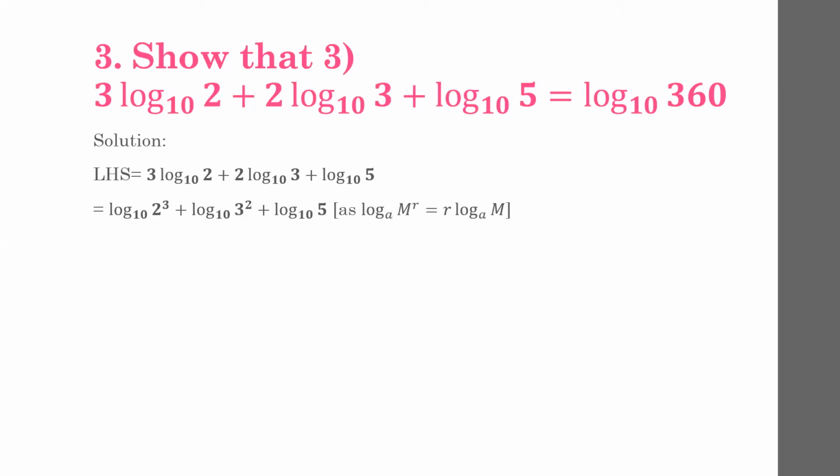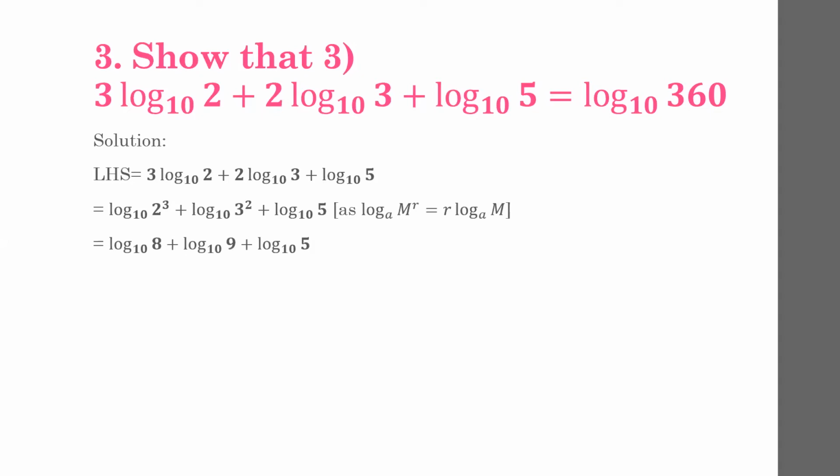3 log 10 base 2 will become log 10 base 2 to the power 3, according to the formula r log a base m equals log a base m to the power r. And the second part, 2 log 10 base 3, will become log 10 base 3 square, and the last part will remain unchanged, that is plus log 10 base 5. So in our next line, 2 cube is equal to 8 and 3 square is equal to 9. So we will write log 10 base 8 plus log 10 base 9 plus log 10 base 5.